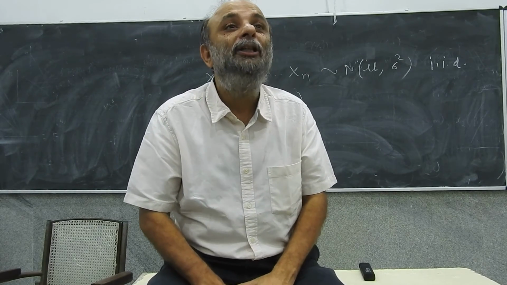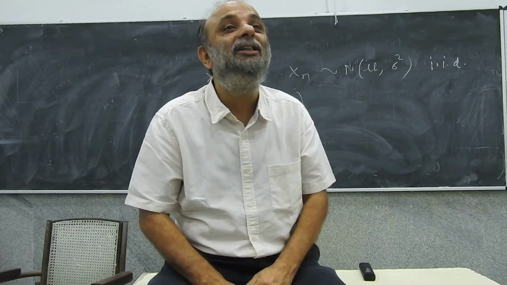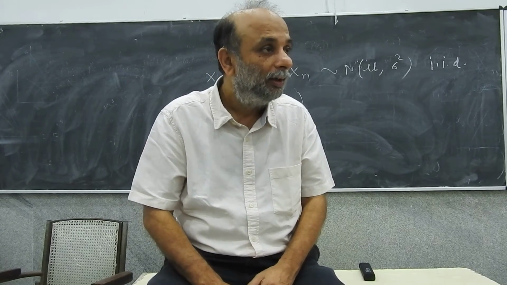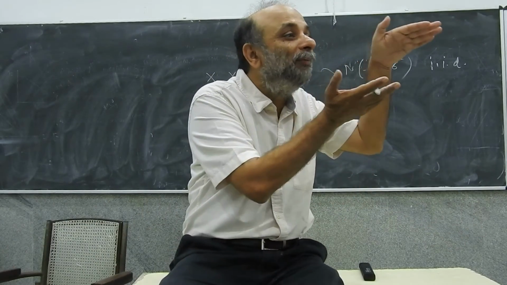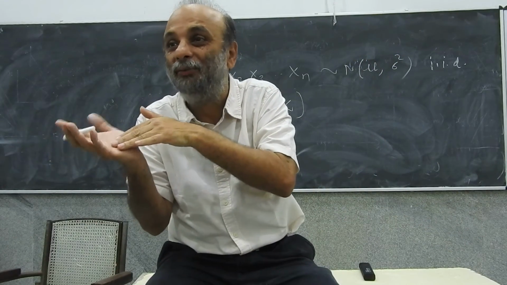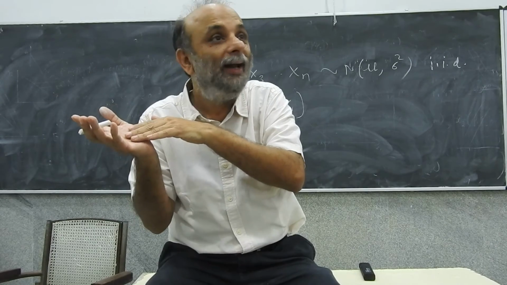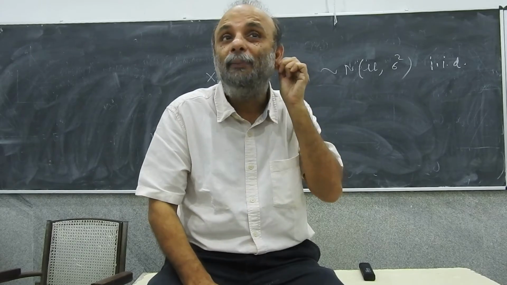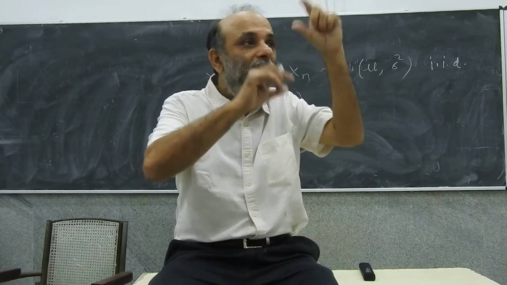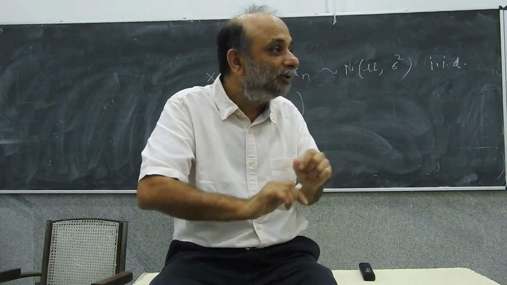So we have proved that x bar is a consistent estimator for mu, which is nothing but the law of large numbers. As n becomes large, the sample mean gets closer and closer to the population mean. And it's a very powerful theorem because we can use it for covariance, variance, all those kinds of things.